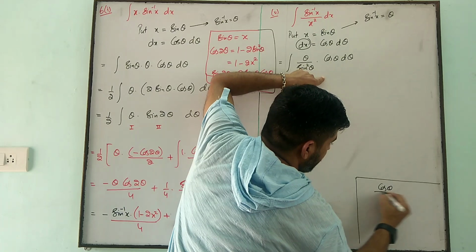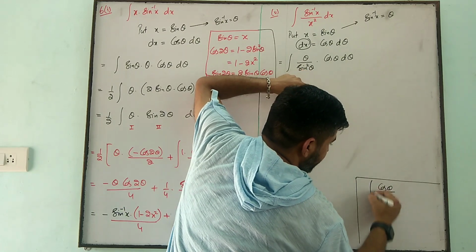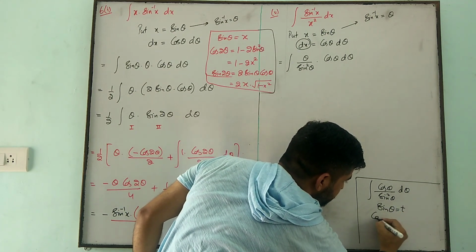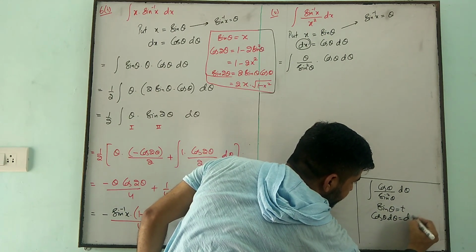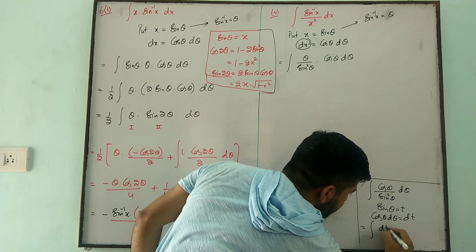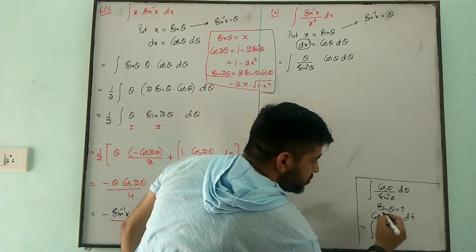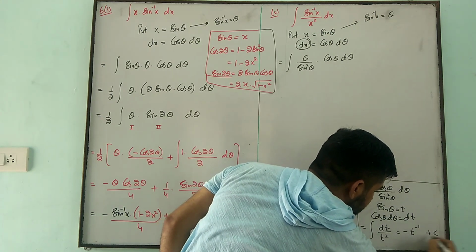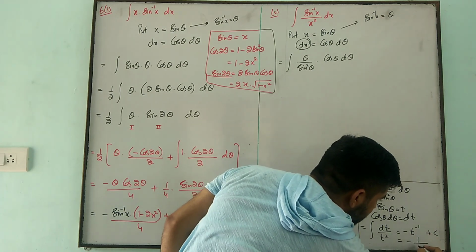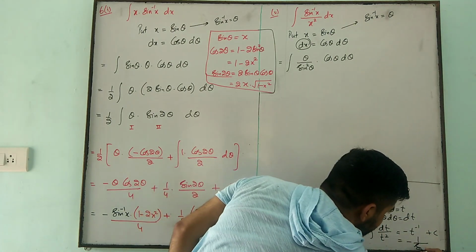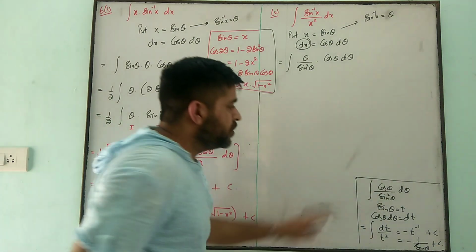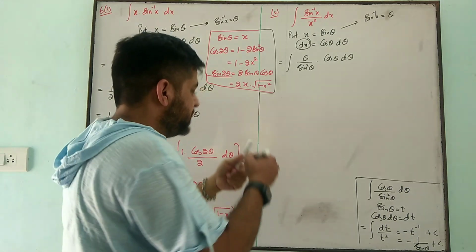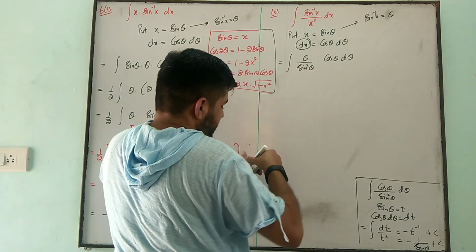cos theta upon sin square theta, if we integrate, put sin theta is equal to t, so that cos theta d theta will be dt, that is dt upon t square, t to the power minus 2, integral will be t to the power minus 1 upon minus 1 plus c, that is minus 1 upon t. t is what? Sin theta. So we know it's direct integral, cos upon sin square. If you put sin, this will be dt.